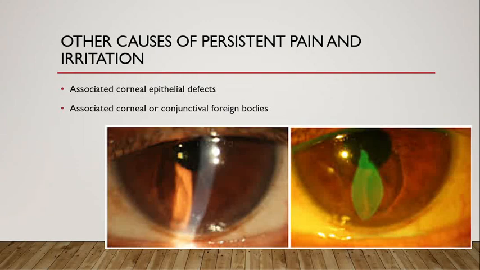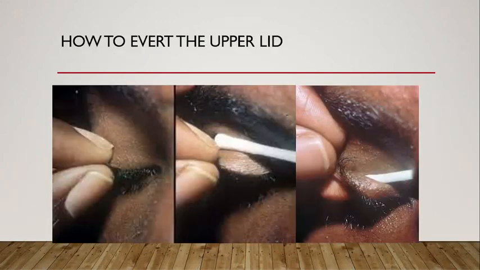And this is the appearance of the cornea. It's not very clear, but the corneal anterior surface is very hazy, and this is a persistent epithelial defect which is stained with fluorescein.